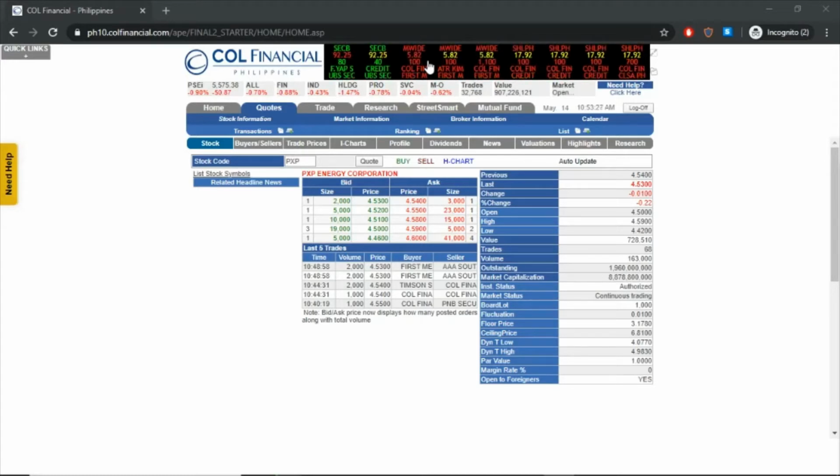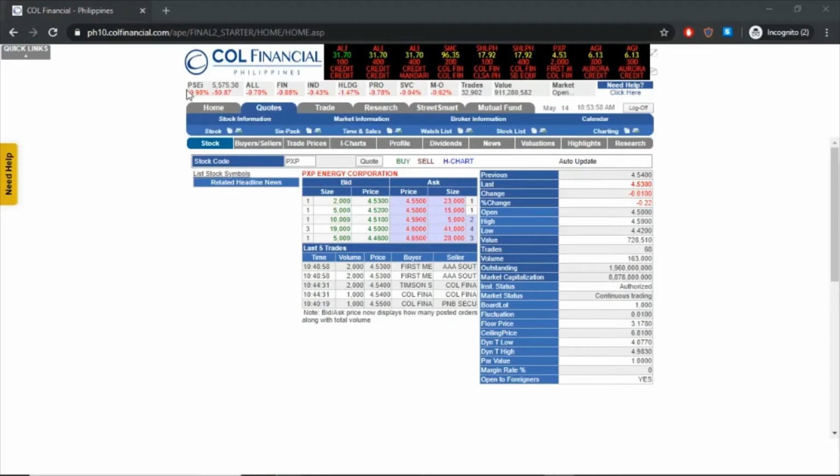The good thing about Call is that they provide free seminars for beginners, and that's my advice to those who are interested in learning more about the stock market. Look for free seminars that will give you some tips and advice on how to initially invest in the stock market. In this section, we have the ticker, and it shows some of the stocks that are in the stock market.